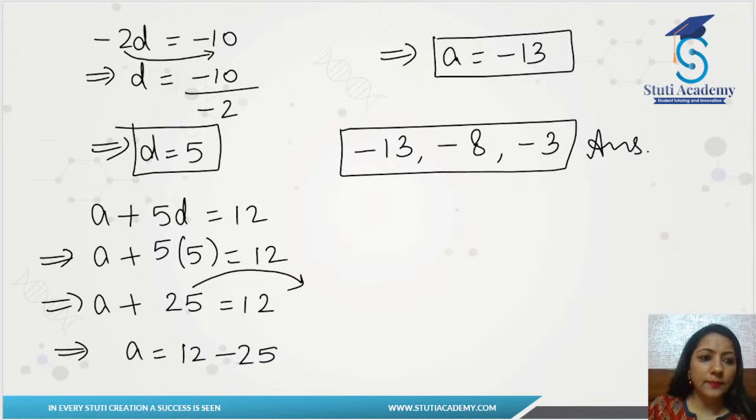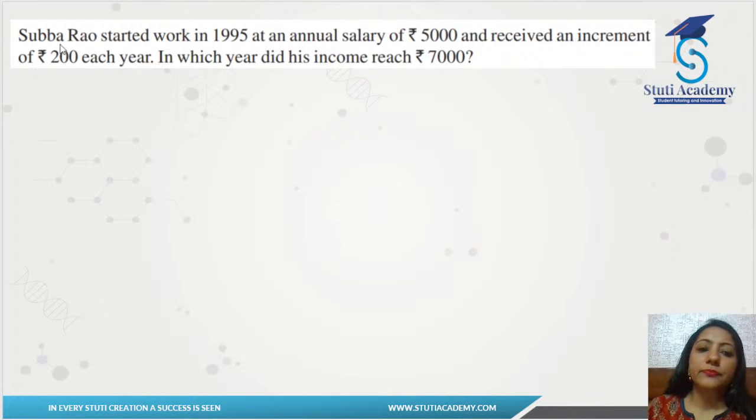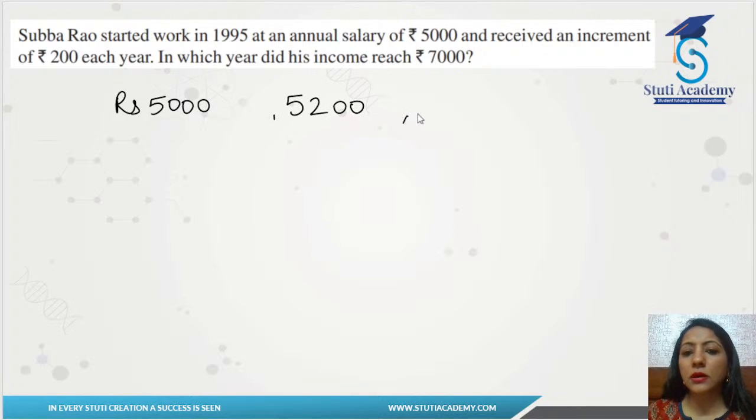Now coming to the next one. This is a word problem. Subha Rao started working in 1995 at an annual salary of 5,000 and received an increment of 200 rupees each year. In which year did his income reach 7,000 rupees? So he started with an annual salary of 5,000 rupees. Also, he is getting an increment of 200 rupees every year. So next year his salary would be 5,200 and in the third year his salary would be 5,400 and so on. We can just keep on adding 200 and that's how we are going to get his salary next year.